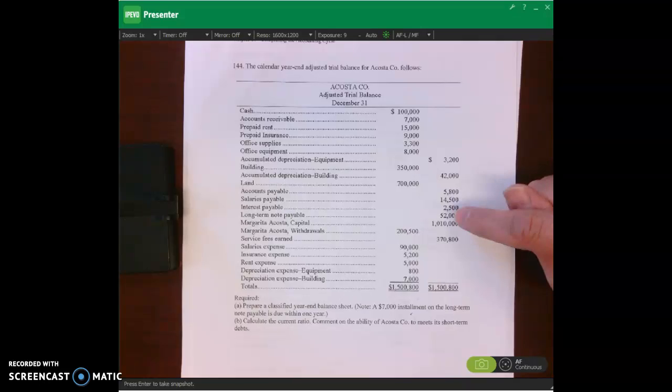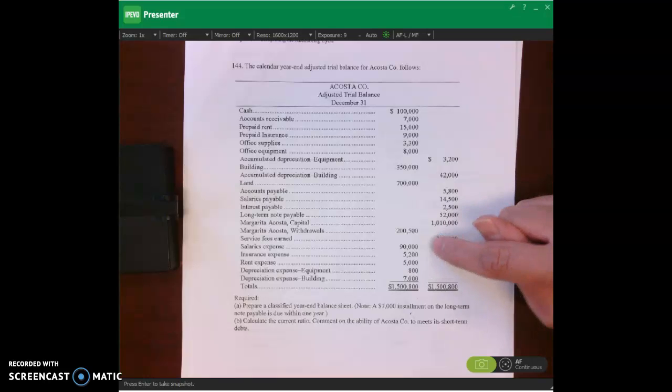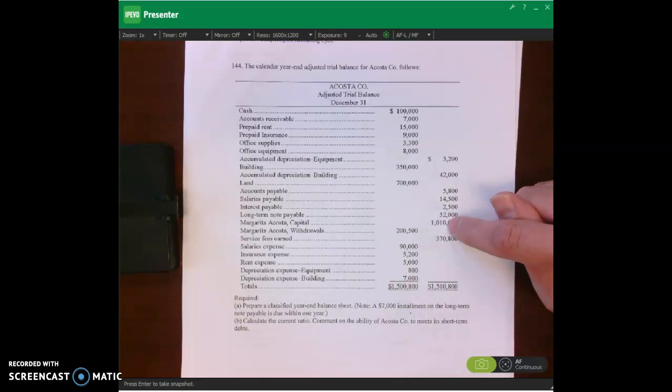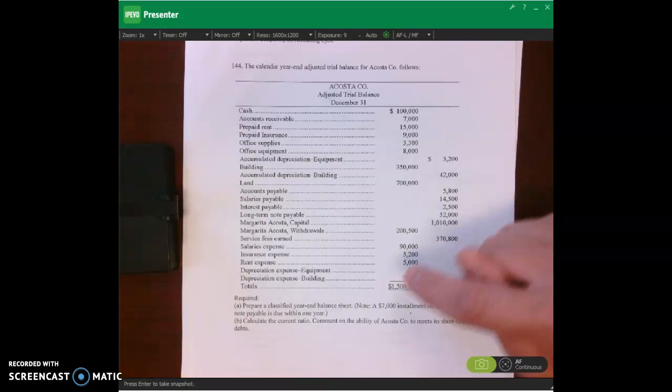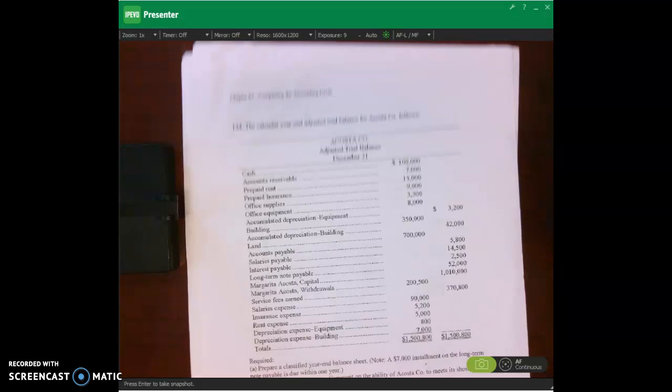I also told you that you're going to have to calculate the ending balance in equity by taking this capital right over here plus your net income. Your net income would be equal to your revenues minus all your expenses, and then minus your withdrawals. That would give you your ending balance in equity. The other thing you had to do is calculate your current ratio. So I wanted to talk about that.